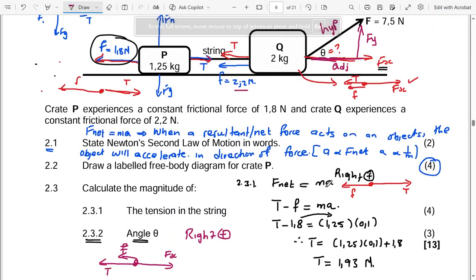Easy, right? I'm very sorry about Newton's law definition that we did not manage to finish, but it goes like this. When a resultant or a net force acts on an object, the object will accelerate in the direction of the force. The acceleration is directly proportional to the net force and inversely proportional to the mass. That's the definition. And I want us to work on the next question.